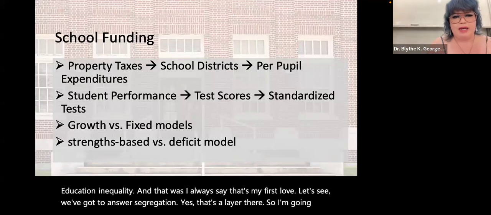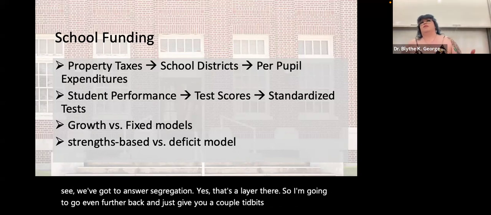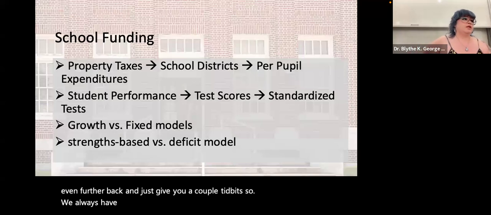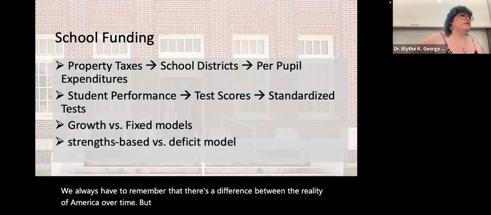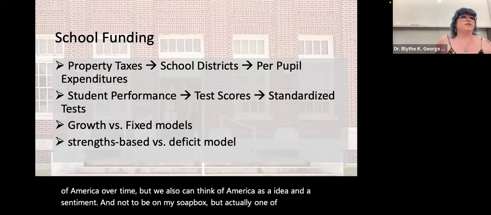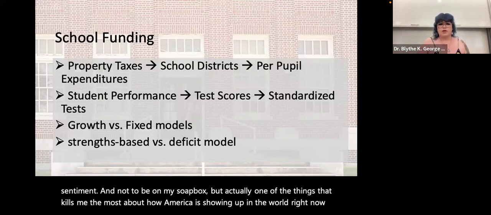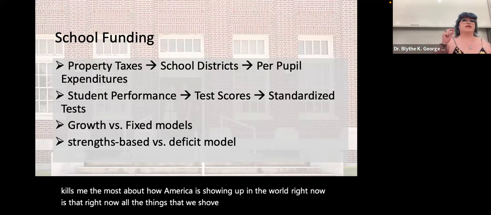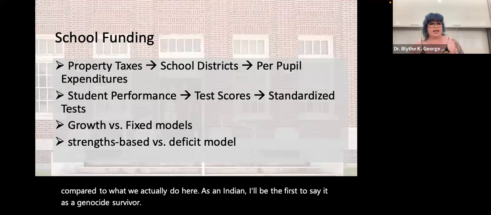So I'm going to go even further back and give you a couple tidbits. We always have to remember that there's a difference between the reality of America over time, but we can also think of America as an idea and a sentiment. And not to be on my soapbox, but one of the things that kills me the most about how America is showing up in the world right now is that all the things we shove down the throats of others are horseshit compared to what we actually do here. As an Indian, I'll be the first to say it. As a descendant of genocide survivors, I will say that.